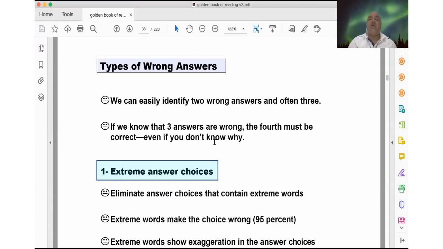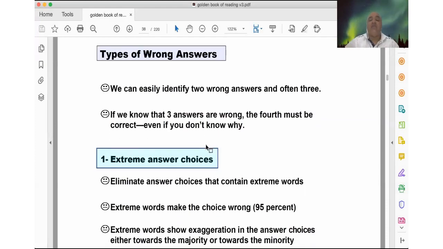I will continue teaching you some tips that will help you work out the reading passage. But this time, I will teach you how to figure out the wrong answer choice. We can easily identify two wrong answer choices, or often three. If we know that three answers are wrong, the fourth one must be correct, even if you don't know why it is correct. So you can get to the correct answer choice by eliminating the wrong answer choices.